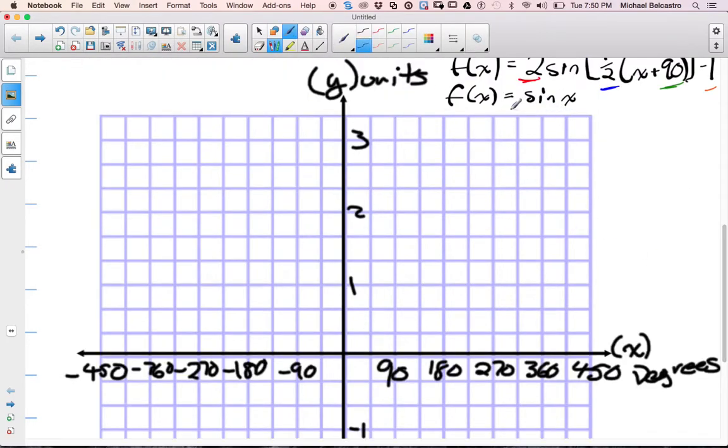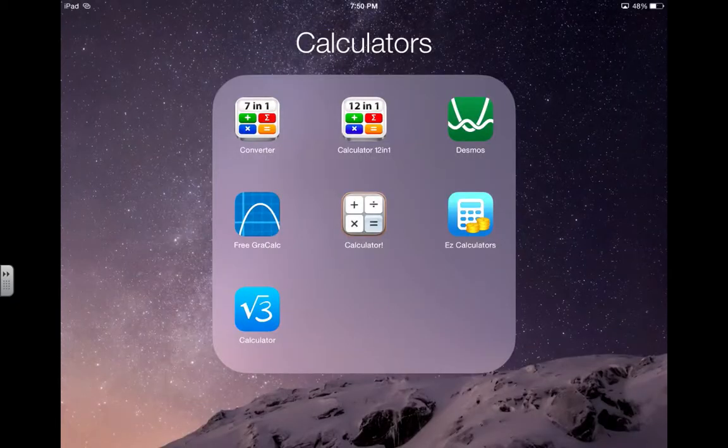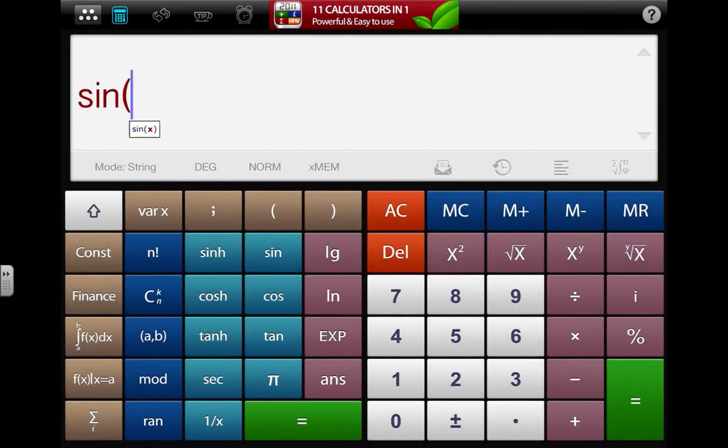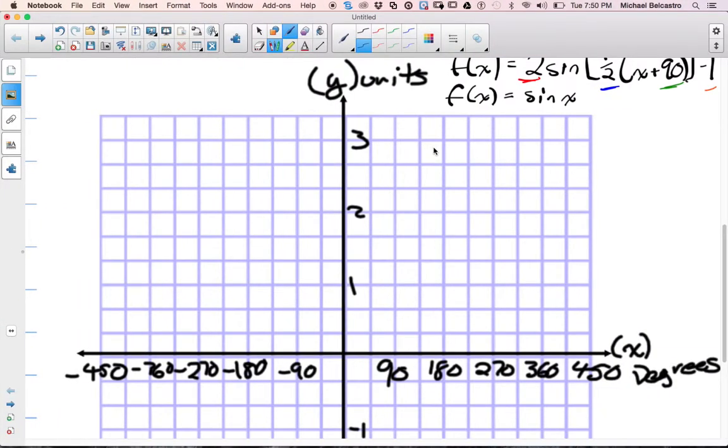If we put into a calculator, where's my sine? Sine, there it is. Oh, it all crashed. Let's go back. Nope, that's not going to work. Let's try this one. Yes, okay. Sine 0, and you get the value of 0. So what that means is when x is 0, y is 0. So that's one of the coordinates here, right at the origin, okay?